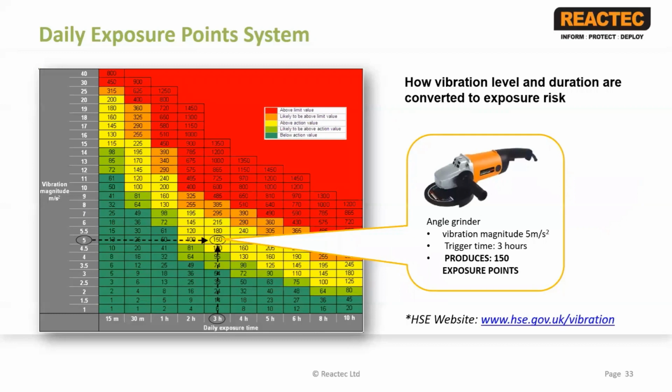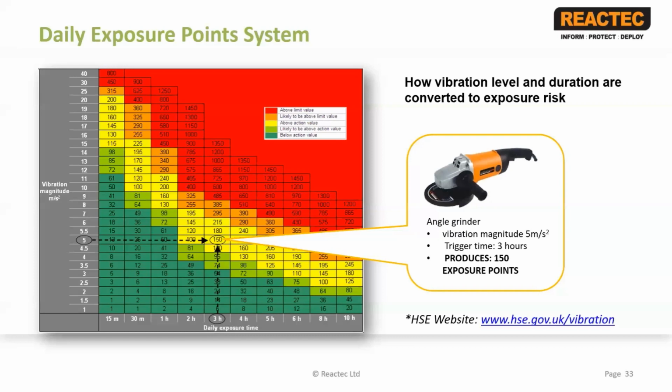Exposure points can be developed from any combination of time and vibration magnitude. There is a ready reckoner available from the HSE on their website, which shows you graphically how these two variables can be combined. On the left-hand scale is vibration magnitude in meters per second squared, and on the horizontal scale is the exposure time expressed in minutes and hours.